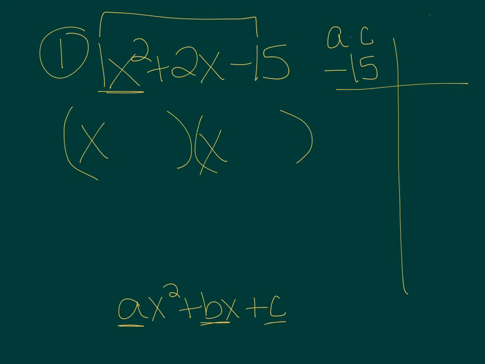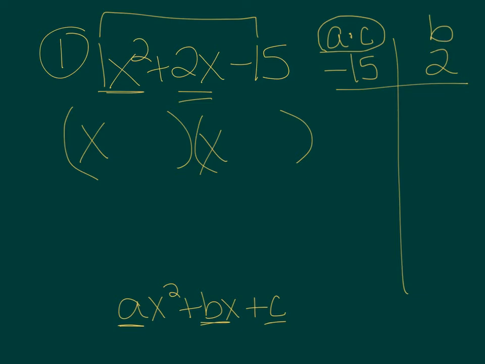Now your second column is going to be your b term, which in this case is the 2. And what we're looking for, I put this multiplication here, is two factors that when I multiply them together, I get negative 15, and then when I add them, I get the b. So multiply to get negative 15, but when I add them, I get a 2. So let's try some.